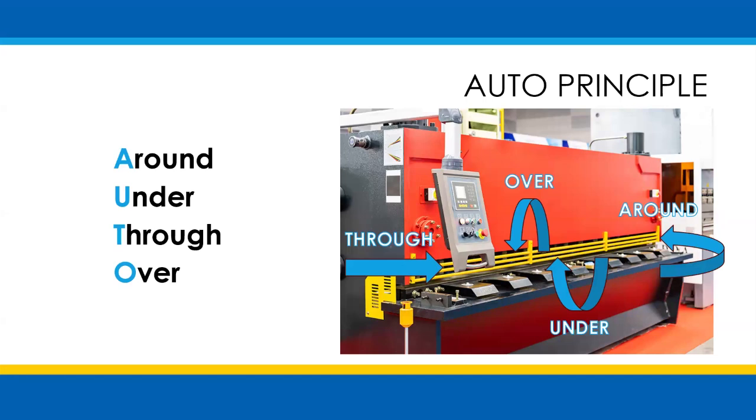A quick check to ensure that guards are effective is to consider the auto principle when evaluating guards. Guards should prevent anyone from reaching around, under, through, or over the guard to contact a hazard.